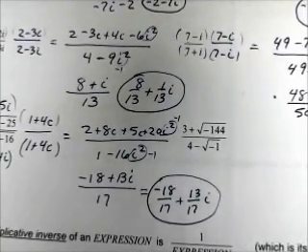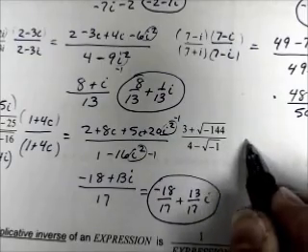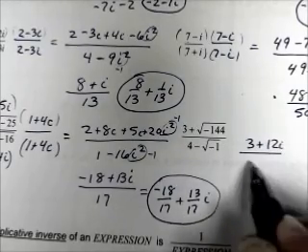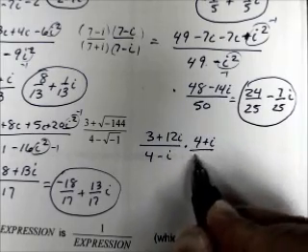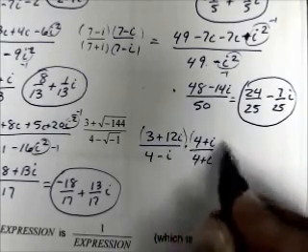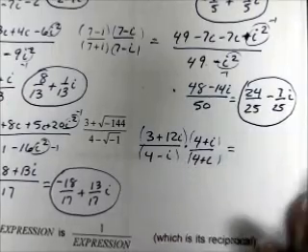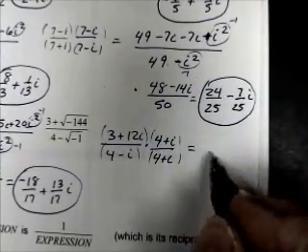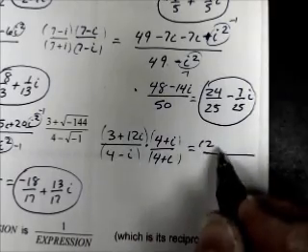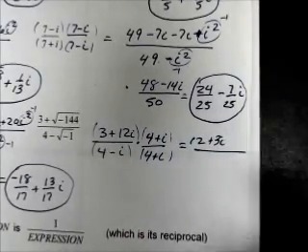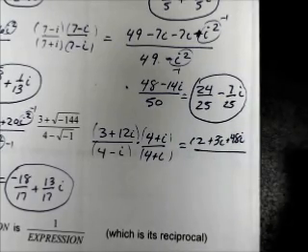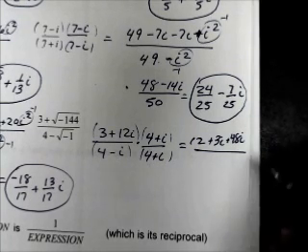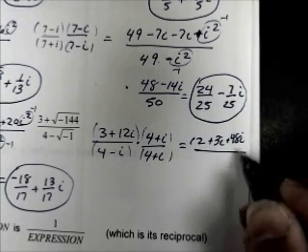Now last one of this type, this would be 3 plus 12i over 4 minus i. Okay, so multiplying by 1 in the form of 4 plus i over 4 plus i. A lot of practice foiling here. First term, 3 times 4 is 12. Outside, 3i. Inside, 48i. And the last, 12i squared. Ran out of room here. I'm going to have to go up here.